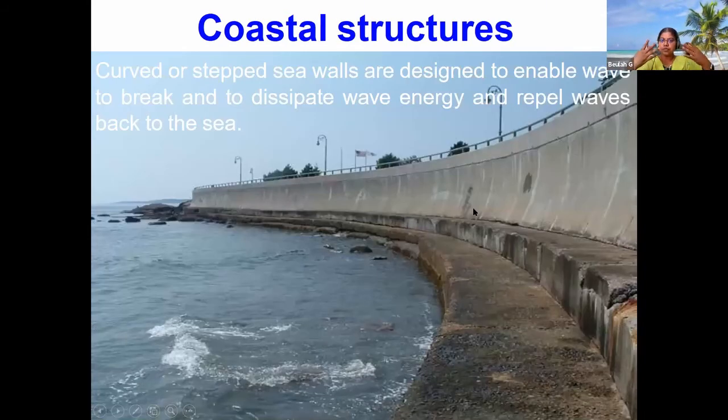In order to remove those disadvantages, people have now come forward and designed curved walls. These curved sea walls are designed to enable the wave to break, to dissipate the wave energy, and to ripple the wave back to the sea. The curvature should be about 15 degrees, and less than 20 degrees, in order to match the curvature of the natural water boundaries, which is 15 degrees. So the waves move in and move outside without causing any damage.